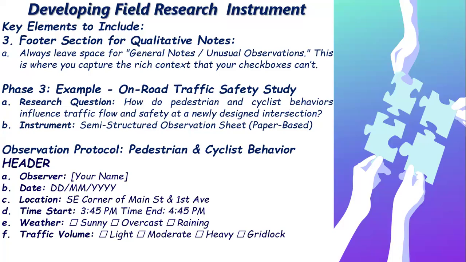Pedestrian and cyclist behavior. The header includes observer name, date, location, time, start, weather, and traffic volume. Definitely, at different times the traffic volume will be different, so this will help you in the in-depth analysis.